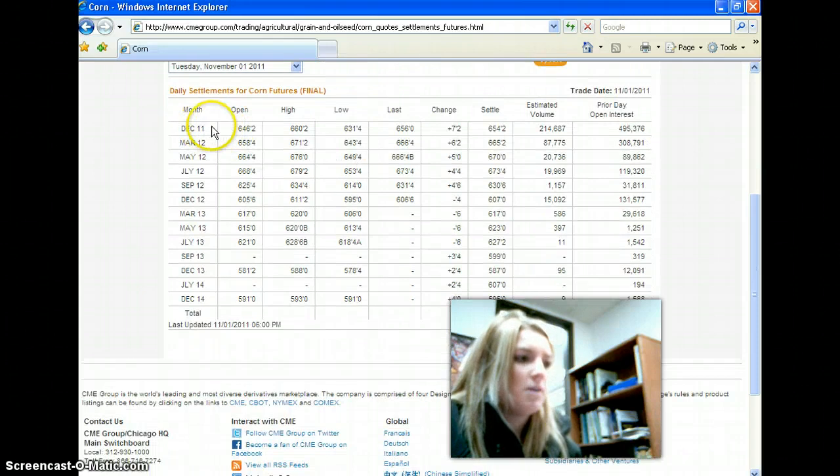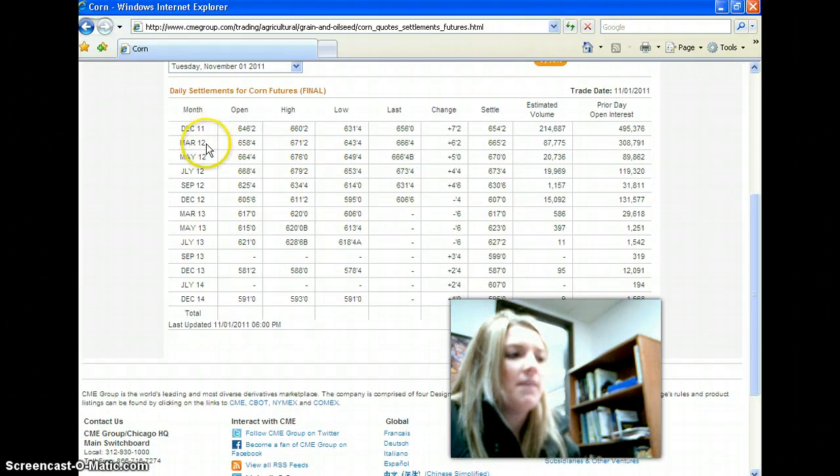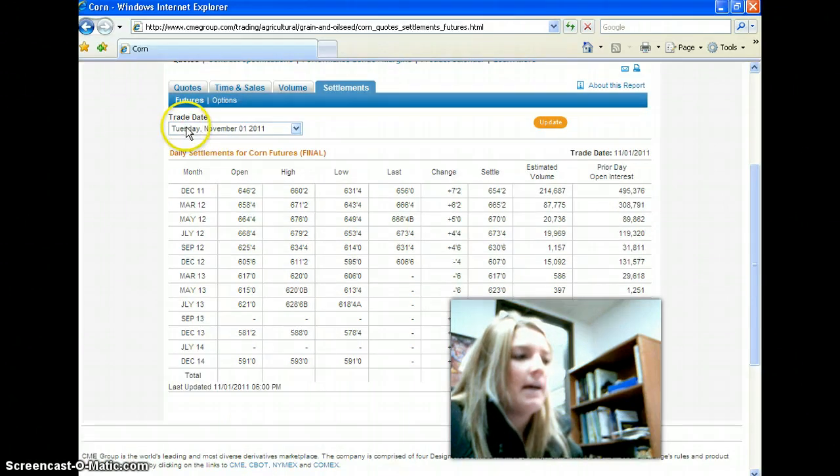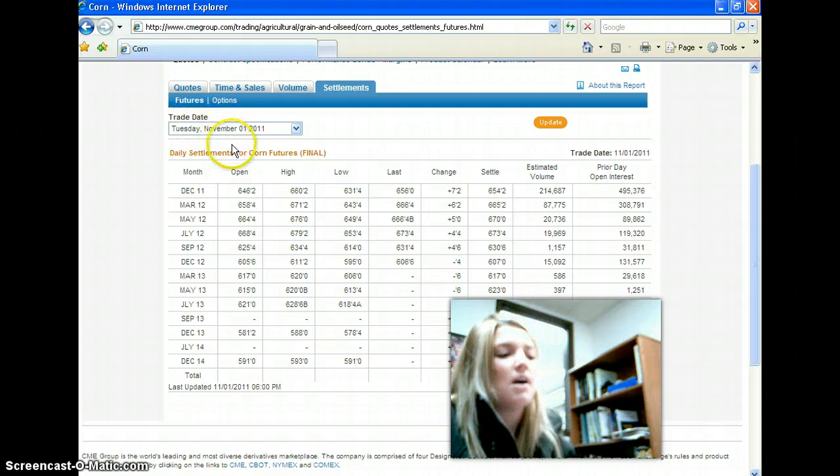You have your December 11, and then the next month that'll be traded is March. So when December 1st hits, December will go off, and March 12 will be what is up. If we're looking at December 11, look up here at your trade date. That is November 1st, which was yesterday. Today is Wednesday, November 2nd. The reason why we can't look for trades today is because the market has not closed yet. Everybody is still trading today.